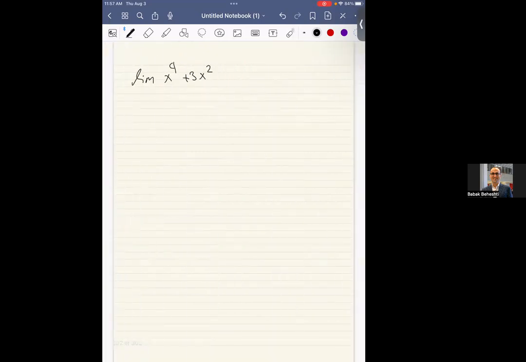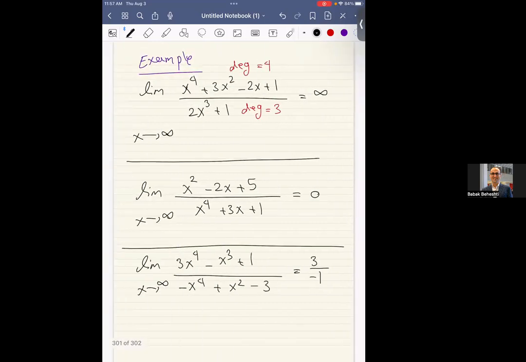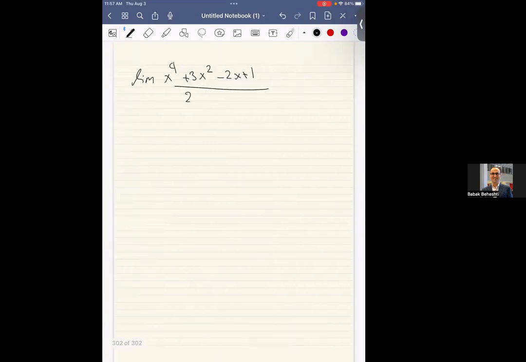Minus 2x plus 1 divided by 2x cubed plus 1, as x goes to plus infinity. Now, first of all, it's infinity, but the question is whether it is positive or negative.